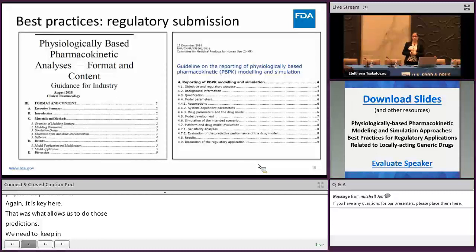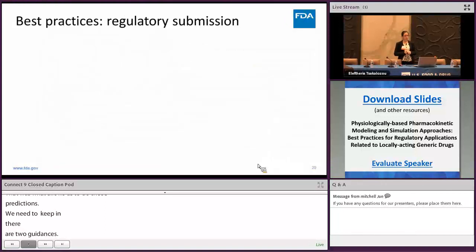So the next question on your mind is, how do we communicate, how do we share this work with the regulatory agencies? There are two guidances, one from the FDA on the left and one from the EMA on the right, that you can use to guide you through that. They're very useful. However, I would like to highlight a couple of points.